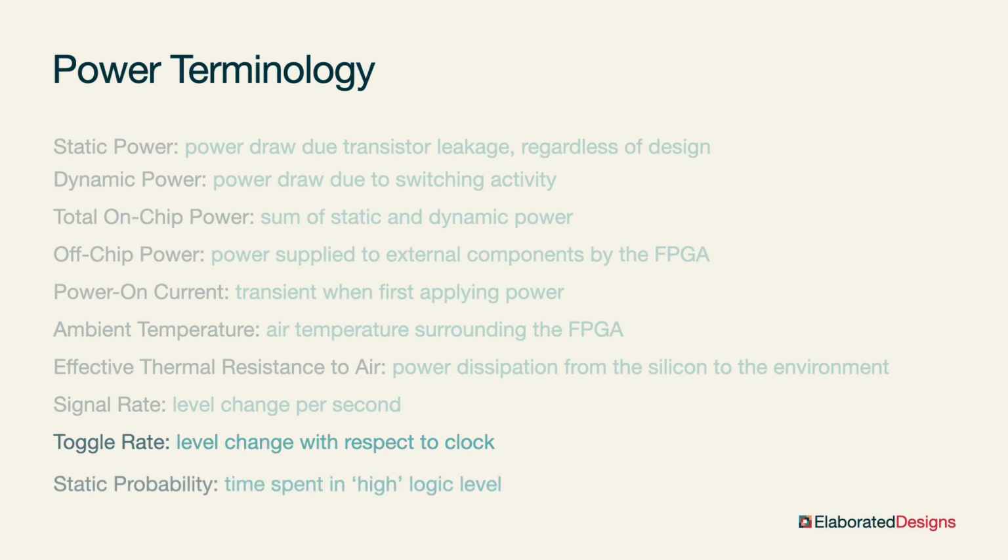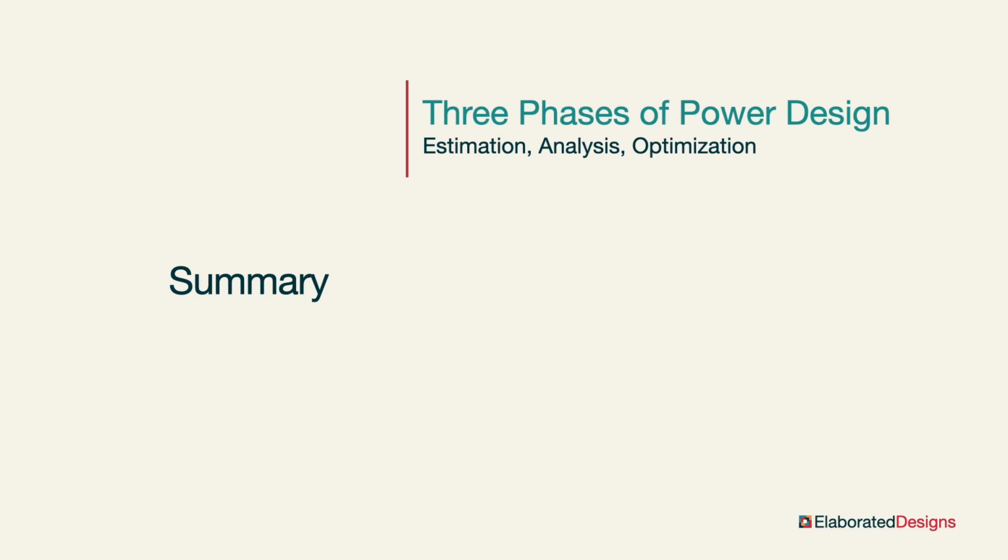The static probability defines the fraction of time during which an element is driven at a high logic level. For example, if a signal is at logic 1 for 40 nanoseconds in a measurement period of 100 nanoseconds, its static probability is 0.4.